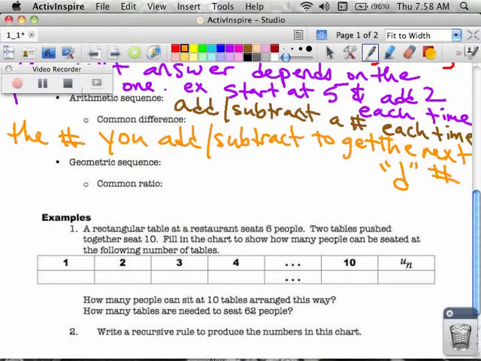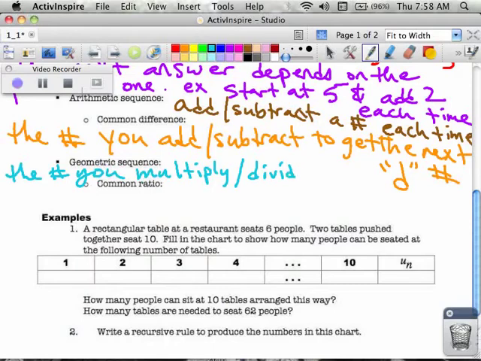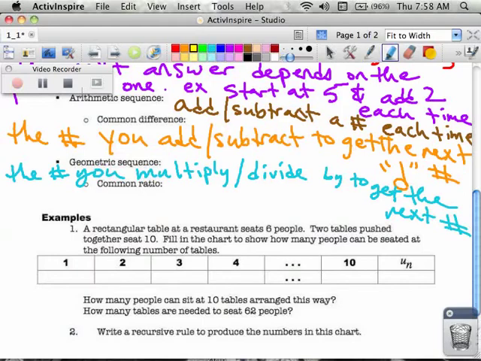In a geometric sequence, we have the number you multiply or divide by to get the next number. Usually, in our class, I'm going to focus on multiplying because I find that that's usually easier for most people to work with in the calculators when we write down these recursive equations. So I'm going to focus on the multiplying.